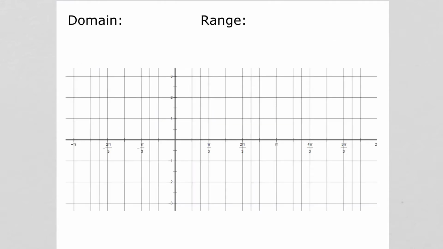Let's see what this looks like. First, I'm going to graph the regular sine curve. For the sine curve, we have 0, 0. We have pi over 2, 1. And then pi, 0, and 3 pi over 2, -1, 2 pi, 0. So it would look like this. And then going back the other direction, we'd have negative pi over 2, -1, and negative pi, 0. So there's our sine curve.